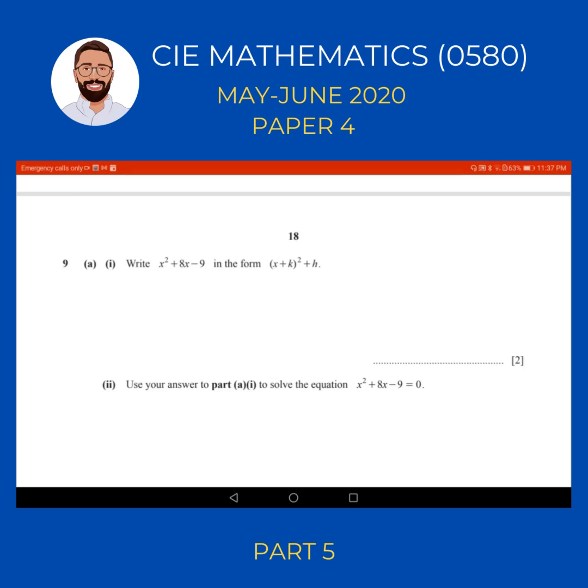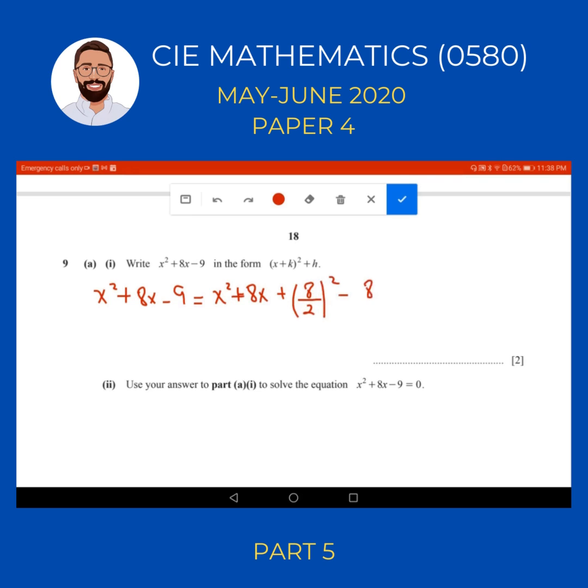Question, and in part (a)(i) it says write x squared plus 8x minus 9 in the form (x plus k) squared plus h. So this form means I need to complete the square. So let's complete the square. x squared plus 8x minus 9 is equal to x squared plus 8x plus half the coefficient of x, so (8 over 2) squared, minus (8 over 2) squared, minus 9. So that's how we complete the square.